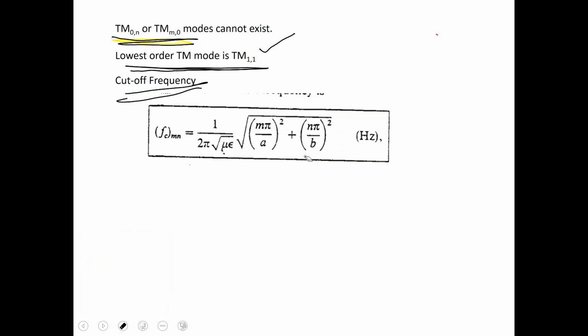Do you have any questions on what we did on Friday in this review? Any questions before we start the maths for the TE mode? All right, let's start the solution for the TE mode then.